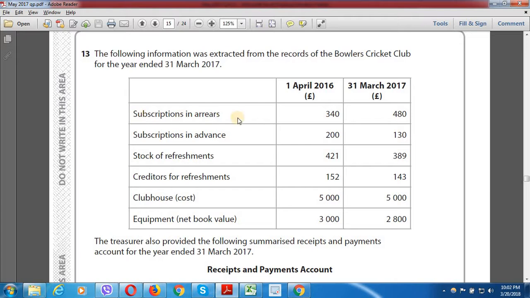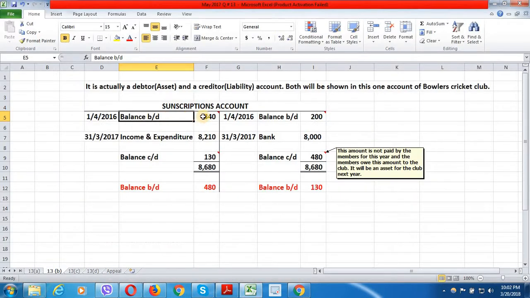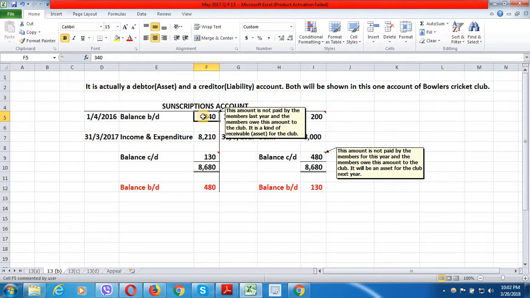To prepare this account, we need to put the opening balances first. So the opening balance for subscriptions in arrears is 340. Balance BD 340. What is this? I have already explained this in number A. This amount is not paid by the members last year, and the members owe this amount to the club. It is a kind of receivable or asset for the club.